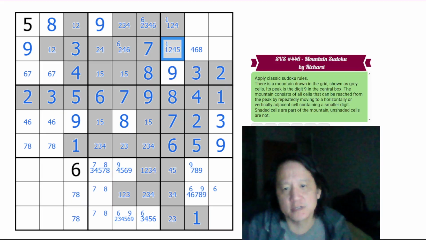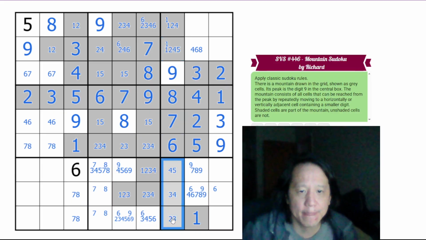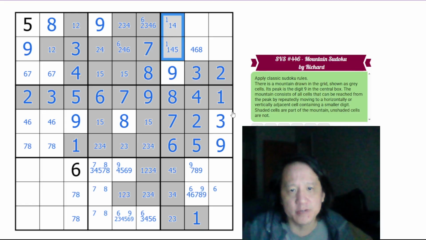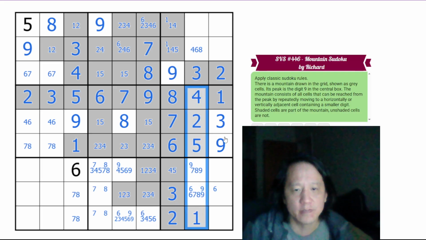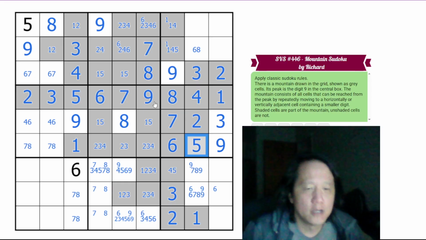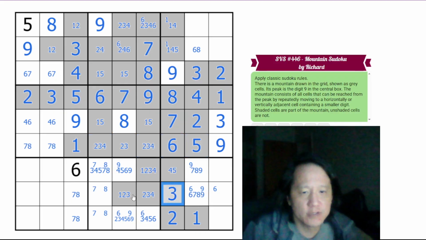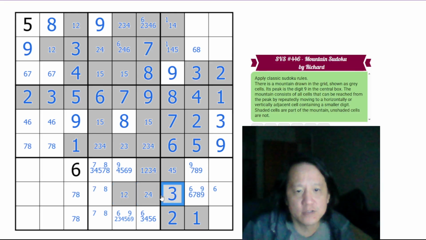This can't be 6 because of 6 in the column. 1 is one of these. This cannot be 2. So 2 and 3 have to be here because it can't be here in column 7. So this must be 2, which forces this to be a 3. This has to increase from there. This can't be 4 because of 4 in the column. This can't be 4 because of 4 in the column. 3 eliminates 3 here. So we have 1, 2, 2, 4.